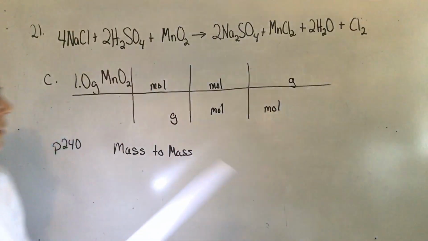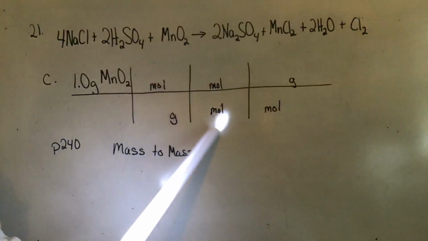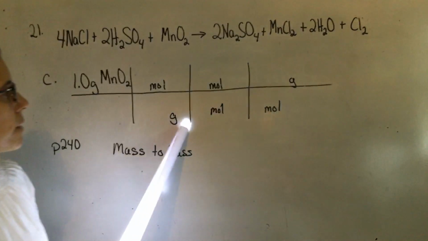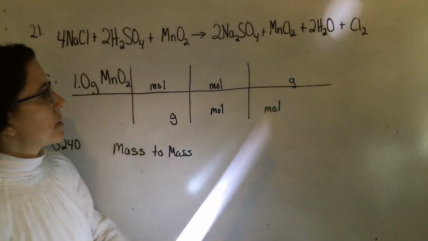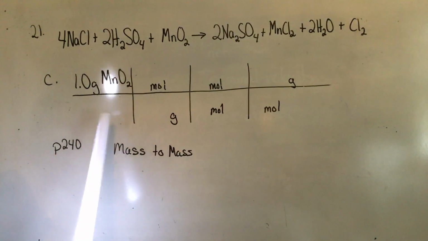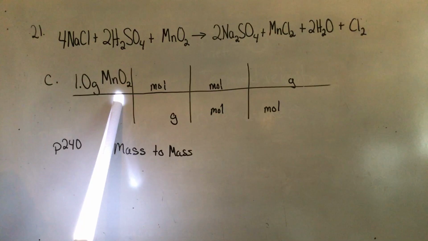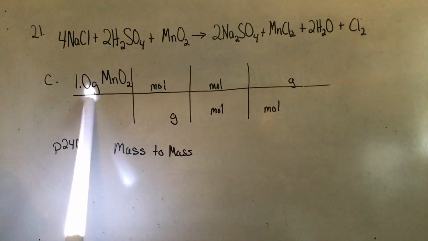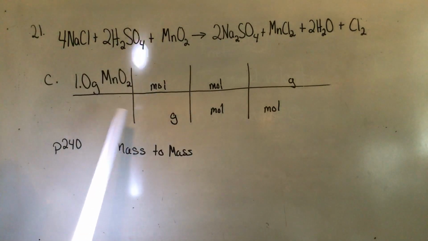All right, so you do that pretty fast, right? Grams to mole, mole to mole, mole to grams, right? Grams to mole, mole to mole, mole to grams. So the next thing we want to do once we have that set up is we want to write in our substance. The first thing we put in is grams of what? Grams of what it's asking.